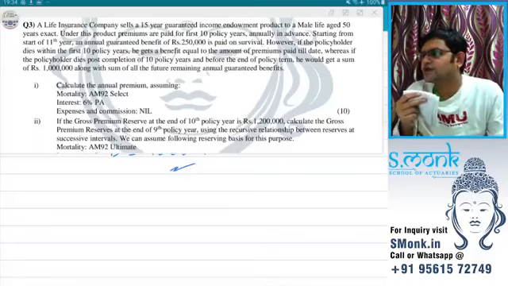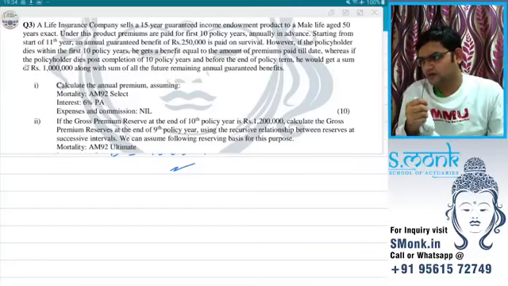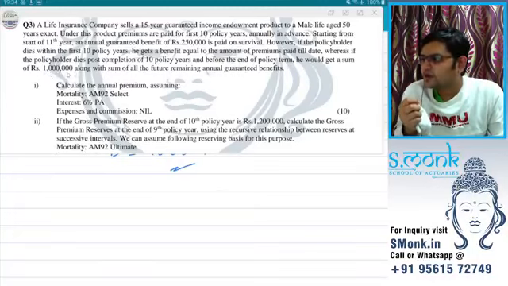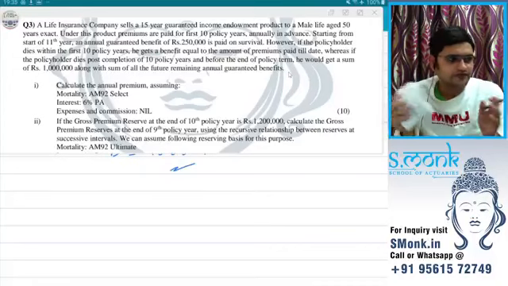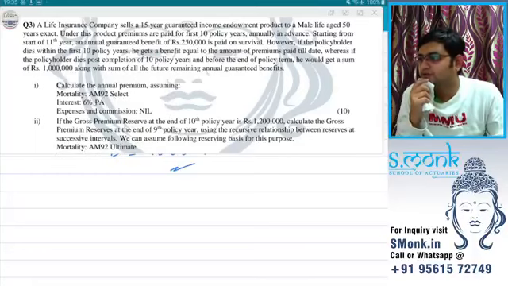However, if the policyholder dies within the first 10 policy years, he gets a benefit equal to the amount of the premium paid till date. Whereas if the policyholder dies post completion of 10 policy years and before the end of the policy term, he would get a sum of 1 million along with the sum of all future remaining annual guaranteed benefits. Okay, so how does that work? We'll talk about it in a minute. Calculate the annual premium assuming AM92 mortality, 6% per annum interest and no expense commission.